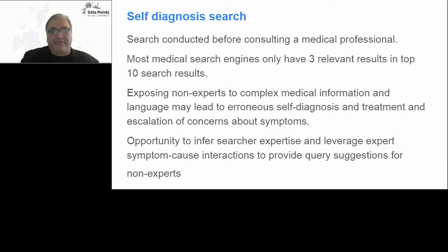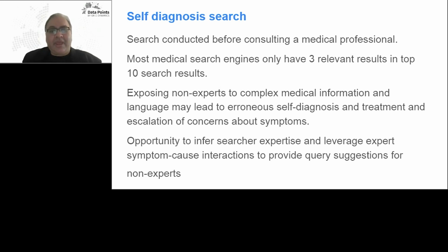This is very different if you're shopping online or looking for information on where to travel next. If someone gives you the wrong information, that's okay. I mean, it's not that big of a deal, right? But in healthcare, providing wrong information to a self-diagnosis can lead to some severe effects.